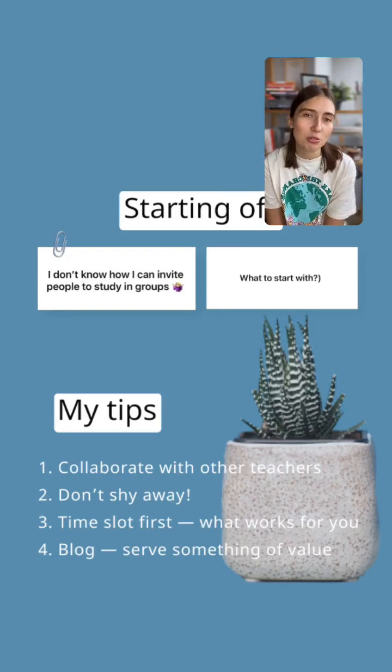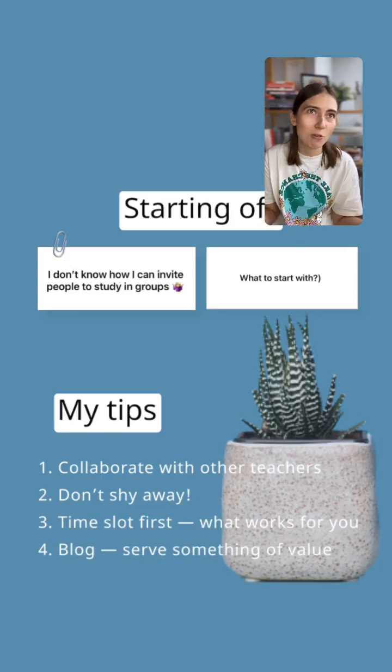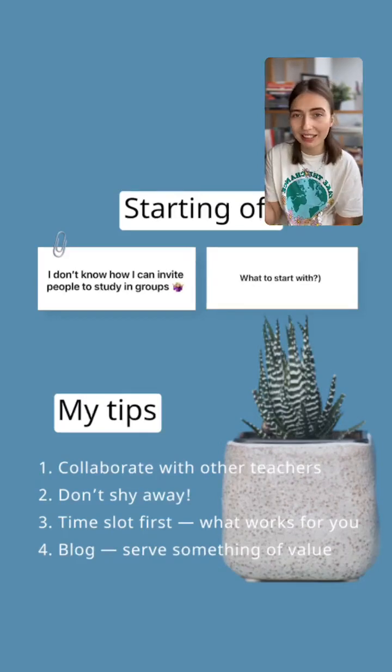People knew me, people could trust me, and people wanted to see what my classes are like. It was very easy for me to start my first group. But again, I was blogging for 3 years before I started my own group, so I wouldn't say it's a quick fix. But this has to do with my tip number 4: blog, serve something of value to your potential customers, people who you want to invite to groups.